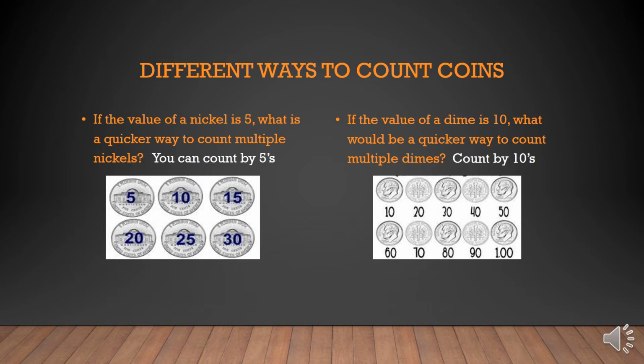Well, if the value of a dime is 10, what would be a quicker way to count multiple dimes? I know. Count by tens. Let's do that together. 10, 20, 30, 40, 50, 60, 70, 80, 90, 100. Oh, so 10 dimes makes $1 or 100 cents. Great job.